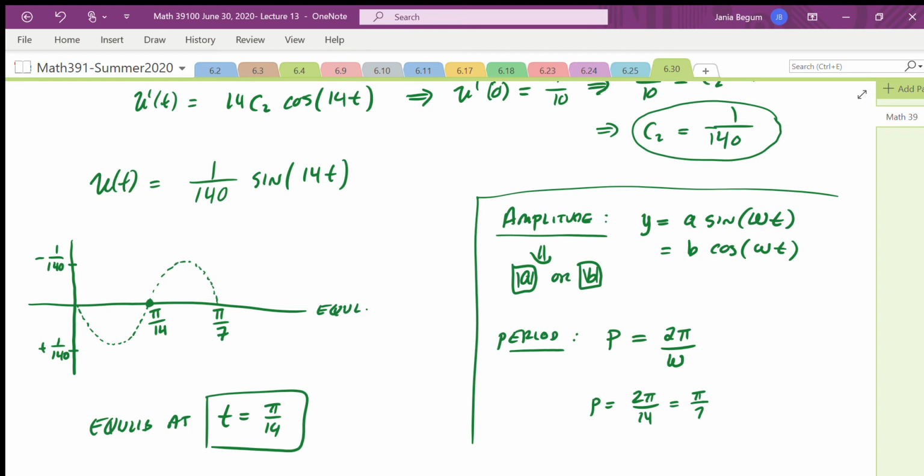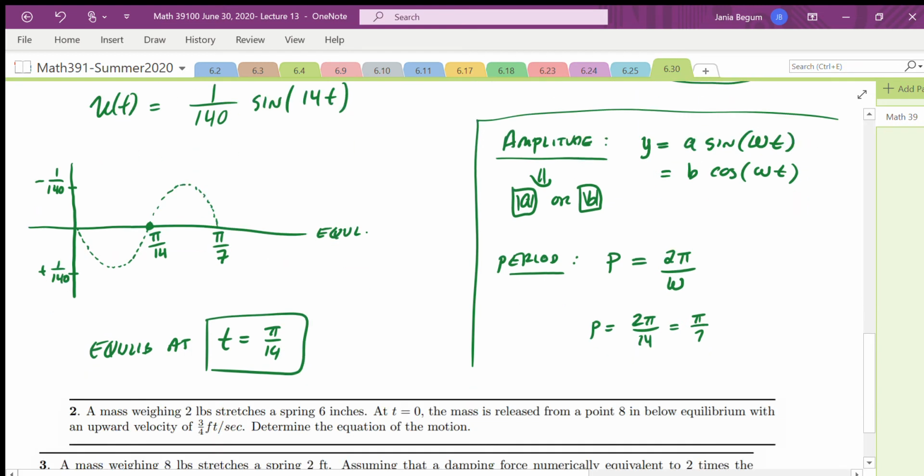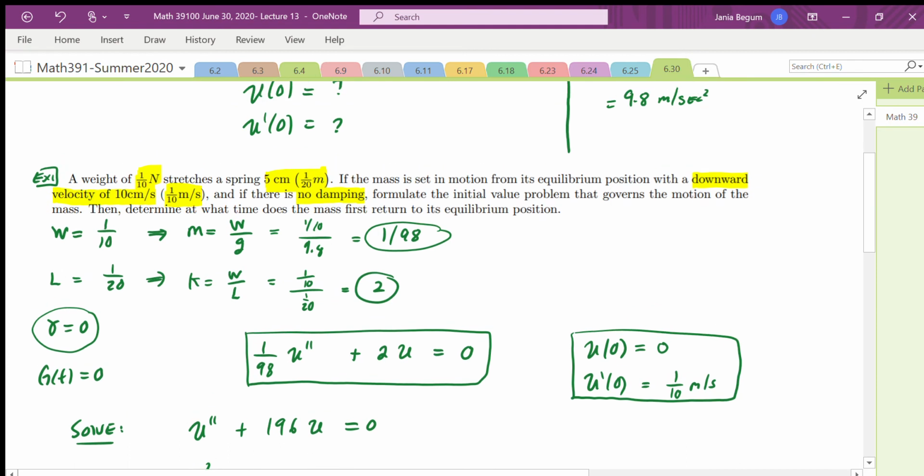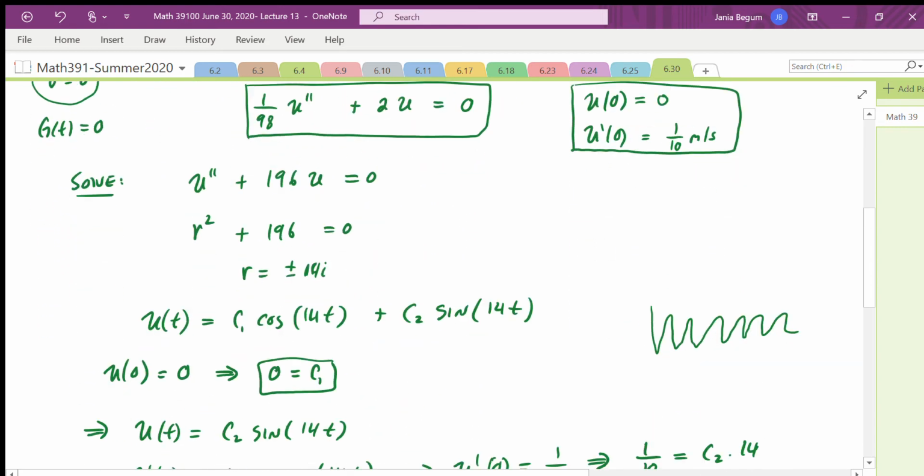Another thing that you also want to keep in mind is frequency. Frequency is also useful. All right, so we answered this problem. We were able to determine the second order differential equation that will govern this initial value problem. And then we were also able to determine the time when it first reaches its equilibrium position. Let me know if you guys have any questions.